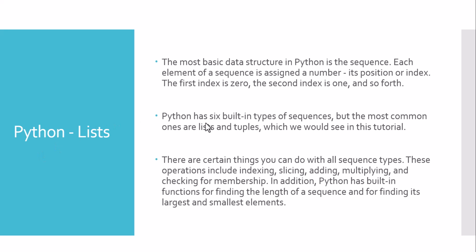Okay, Python has 6 built-in types of sequence, but the most common ones are the list and tuples, which we will see in this tutorial. Okay, there are certain things you can do with all the sequence types. These operations include indexing, slicing, adding, multiplying, and checking for membership. In addition, Python has built-in functions for finding the length of the sequence and for finding its largest and smallest element. Okay, we already saw indexing and slicing, but we will see once again all the functions that are required for the list.